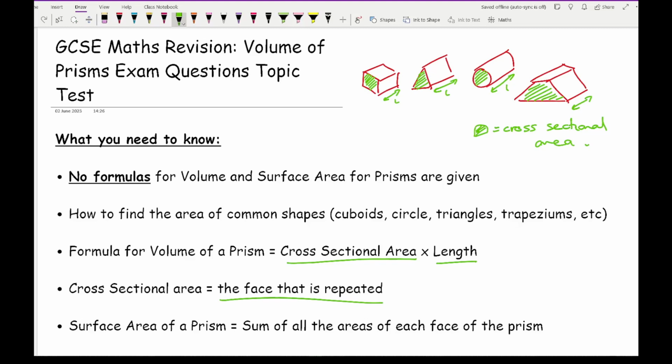Now the surface area of a prism, although it's not going to be tested on this particular topic test, is heavily connected. So just a little reminder that the surface area of any prism is the sum of all the areas of each of the faces added together. So again, it's important that you're able to work out the individual areas of each of the faces and then just add them together for the surface area. There are certain formulas you can remember for the surface area, but I'll be honest, as long as you know the definition, it should be relatively easy to remember.